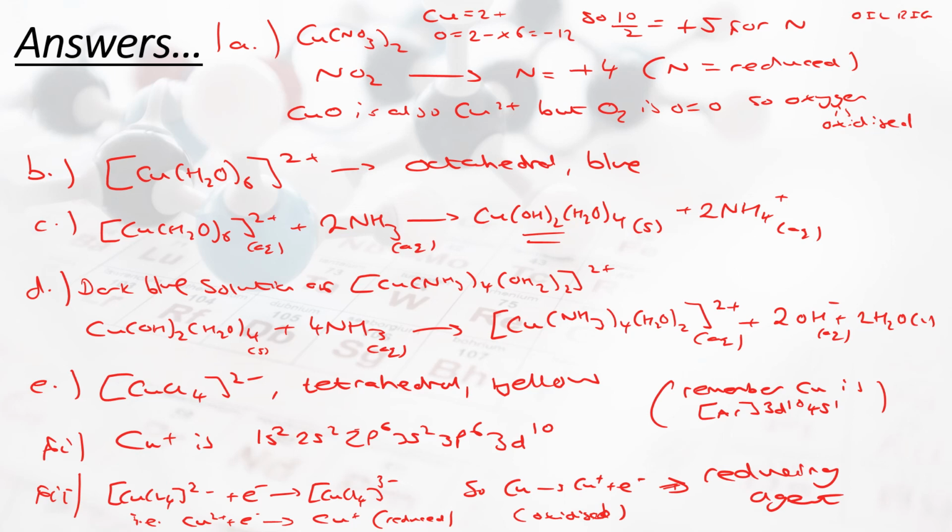Part E was then looking, if we take the copper oxide, so now we take the product, and we react this with an excess of concentrated HCl.